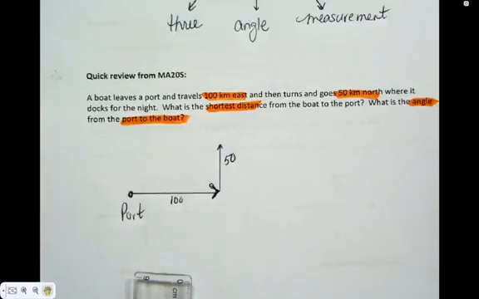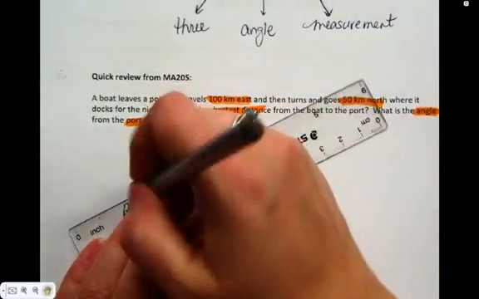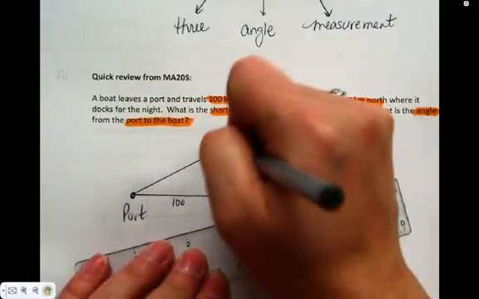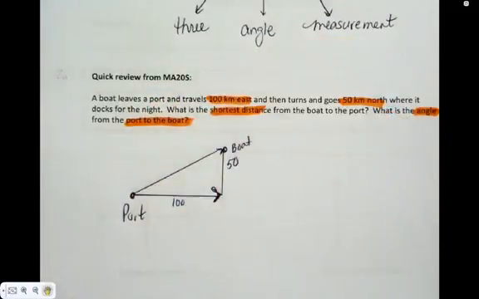How do we find the shortest distance between anything? Hypotenuse. Yes, but the shortest distance is always a... don't say straight line. That drives me crazy. What's a not straight line? It's just a line. Shortest distance is always a line. A not straight line is a curve.